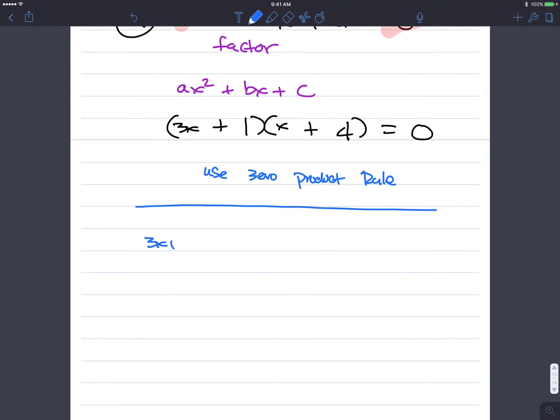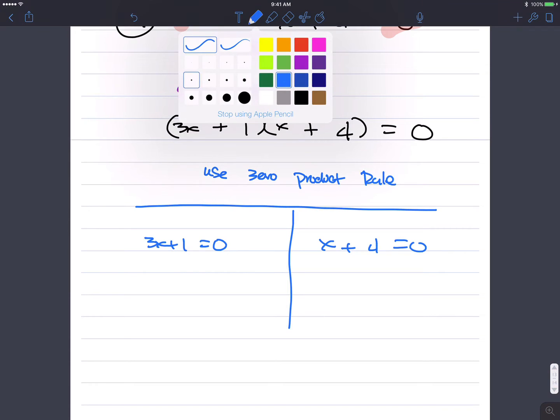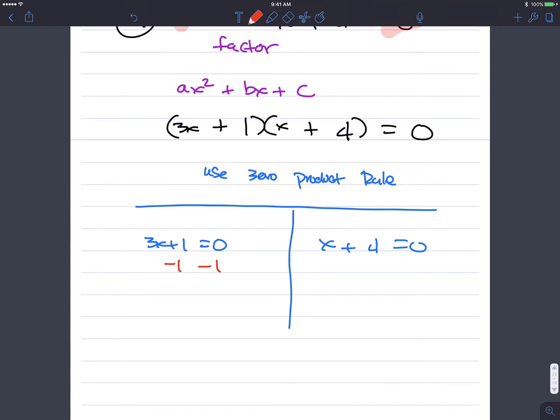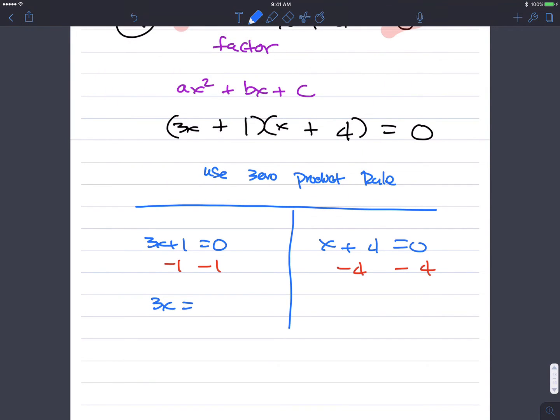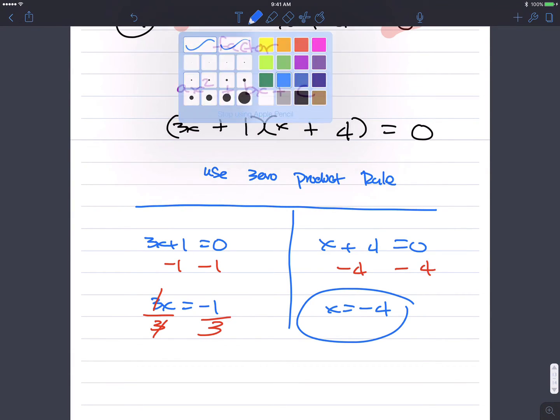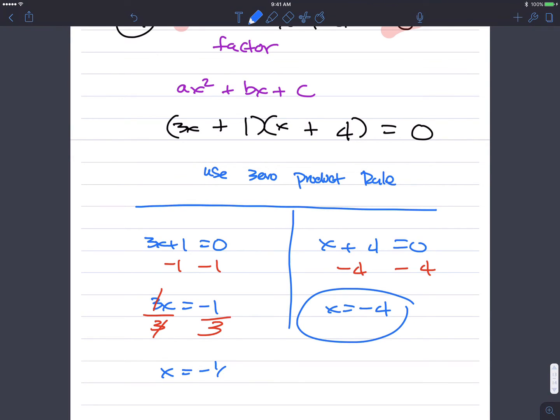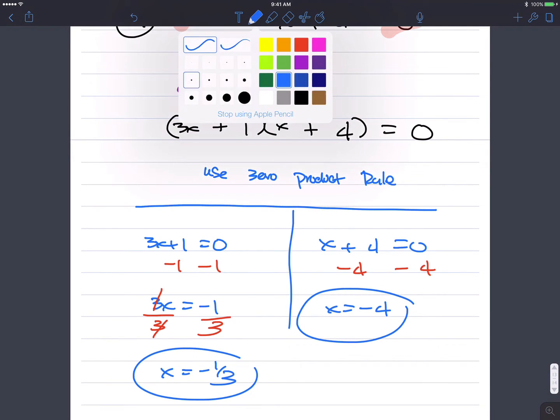All right. We get 3x plus 1 is 0. x plus 4 is 0. Solve your equations. Subtract 1 here, subtract 4 here from both sides, right? We'll get 3x is negative 1. Here we get x is negative 4. Here's one solution. Divide both sides by your 3, and what do you get for x? I think we get negative 1/3. Take a look. Solutions.